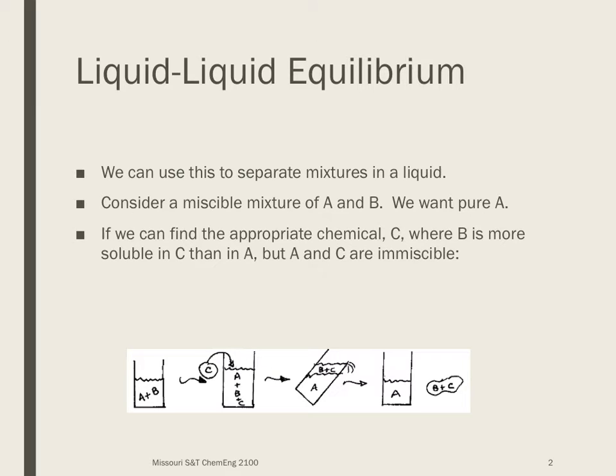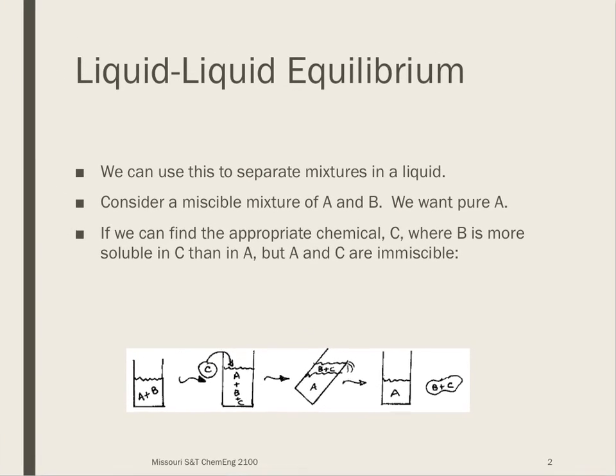Now, this is a technique that can be used to separate mixtures that are in a liquid. So if we have a miscible mixture, miscible simply being fancy talk for things that can mix together, a miscible mixture of A and B, so they are together as one liquid, and we really want pure A. The idea is that we seek out the perfect chemical C, where B is more soluble in C than it is in A, but A and C are immiscible. Immiscible means they don't mix.